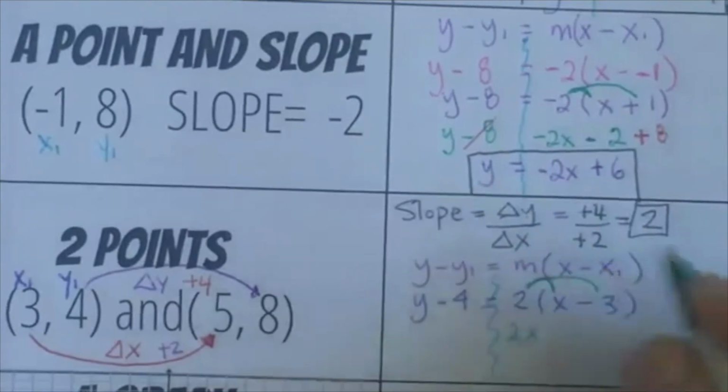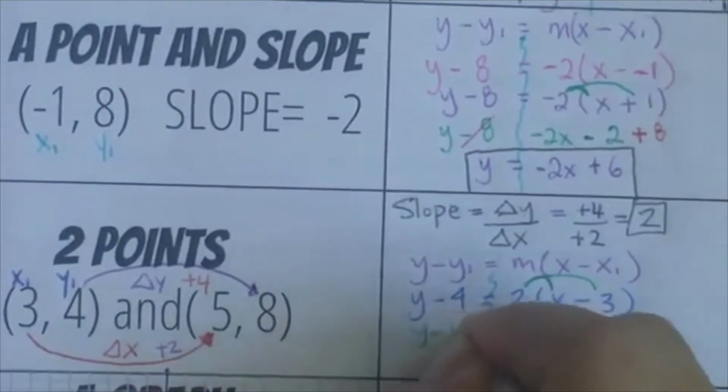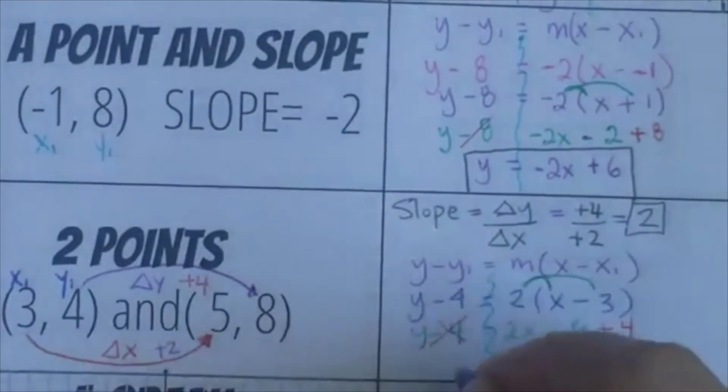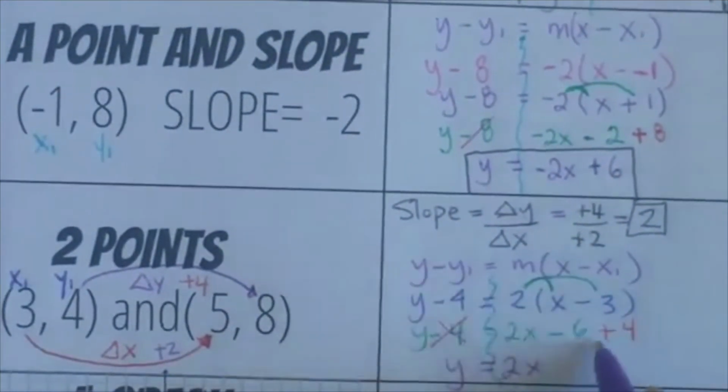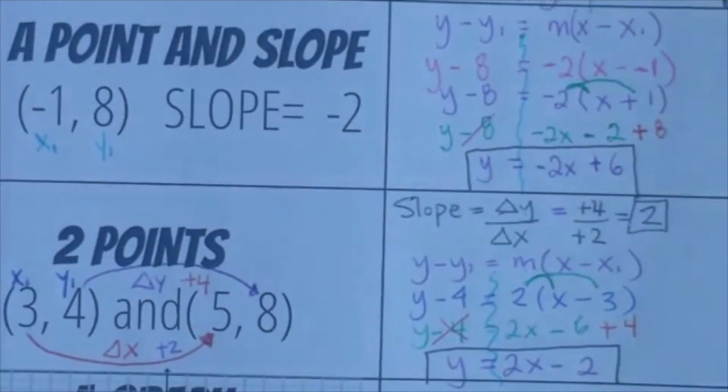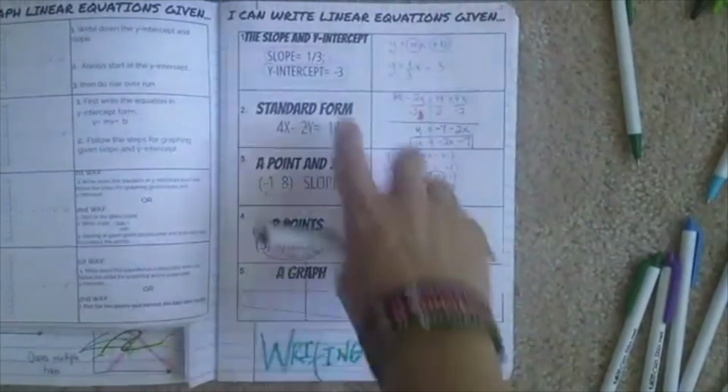Distribute, 2x minus 6, bring everything else down. Get the negative 4 to the other side, so we're adding 4, so it's going to be y equals 2x minus 2. And there you have it. There's just one extra step between 2 points and a point and a slope.